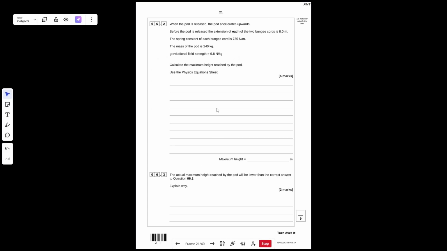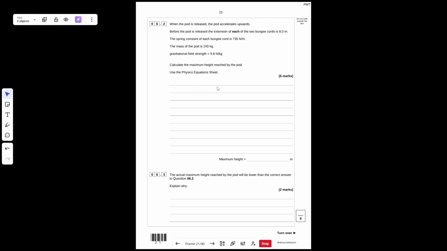Now, moving on to the next part of this question, the calculation. When the pod is released, the pod accelerates upwards. Before the pod is released, the extension of each of the two bungee cords is 8 meters. The spring constant of each bungee cord is given, and so is the mass and the gravitational field strength. We need to calculate the maximum height reached by the pod using the physics equation sheet.